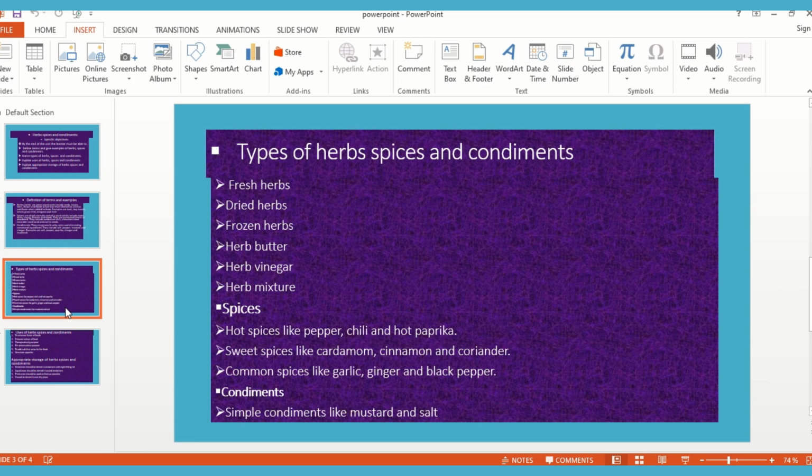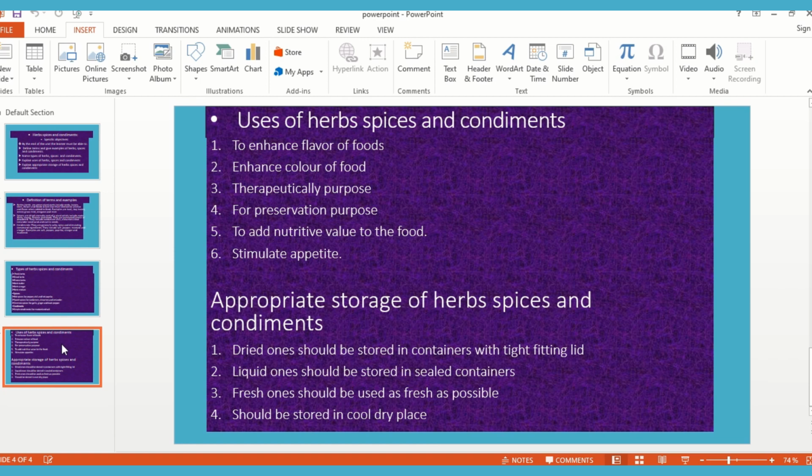Let us lastly look at the last type, the condiments. We just have simple condiments which are like the mustard and the salt.